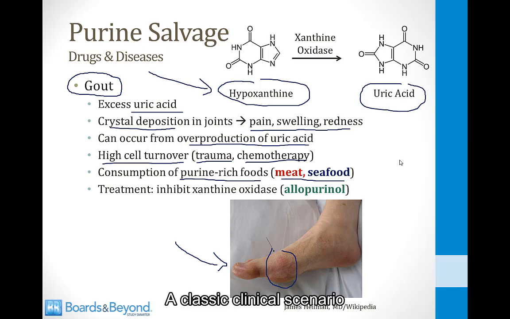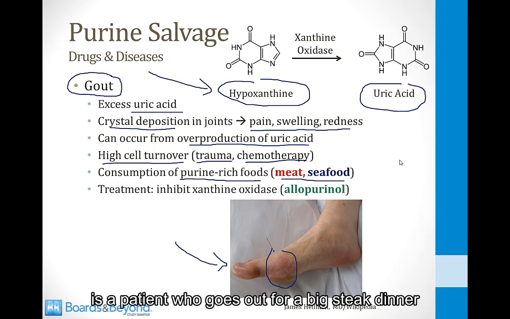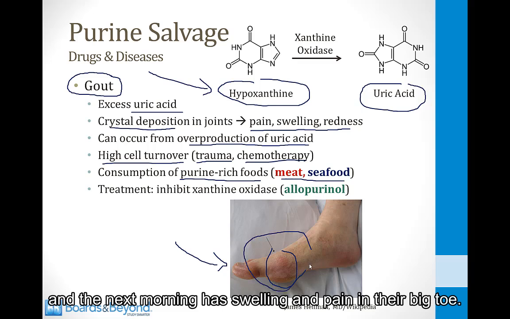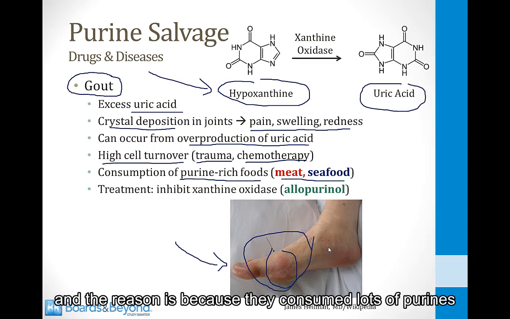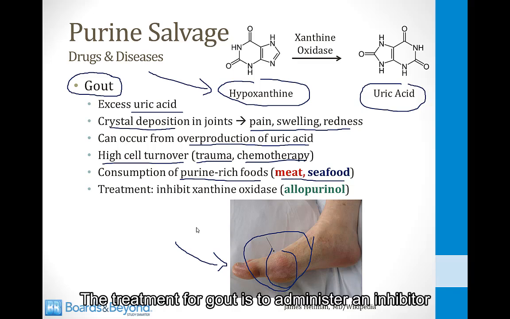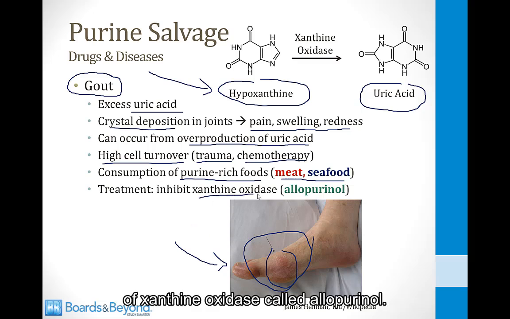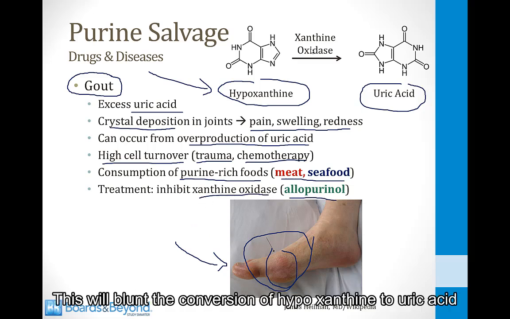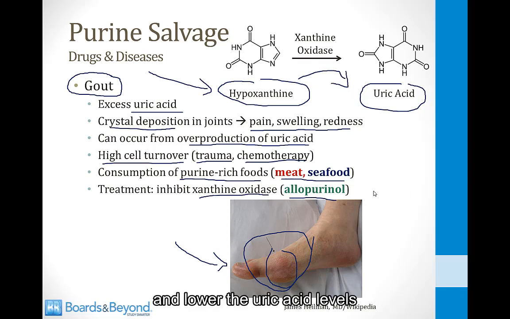A classic clinical scenario is a patient who goes out for a big steak dinner and the next morning has swelling and pain in their big toe. They have a gout attack, and the reason is because they consumed lots of purines at the steak restaurant. The treatment for gout is to administer an inhibitor of xanthine oxidase called allopurinol. This will blunt the conversion of hypoxanthine to uric acid and lower the uric acid levels and make gout attacks less likely.